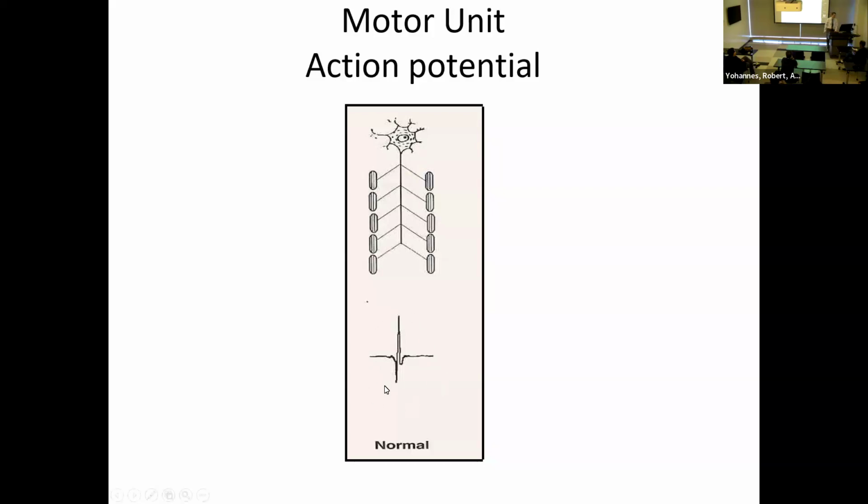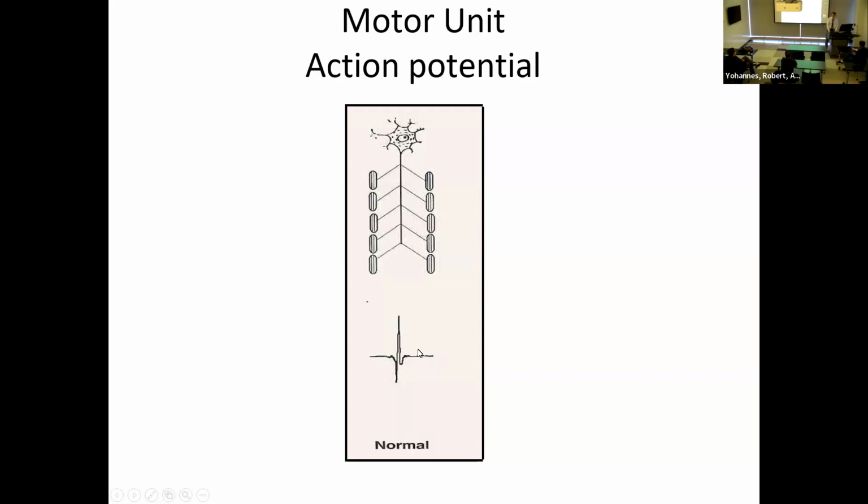And on the bottom here, what you'll see during the talk is the electrical representation of what we see if we stick a needle electrode next to that motor unit. This is how a normal motor unit will appear. If you notice, there are three deflections here. Downward, which to confuse us is called positive. Upward, to confuse us, called negative. And then another downward deflection. So three deflections: down, up, and down. Positive, negative, positive.